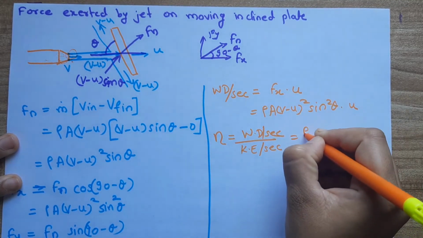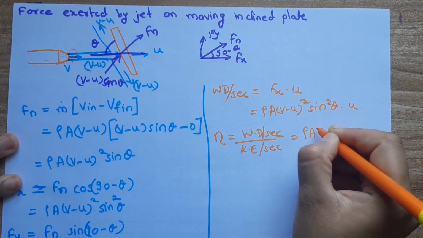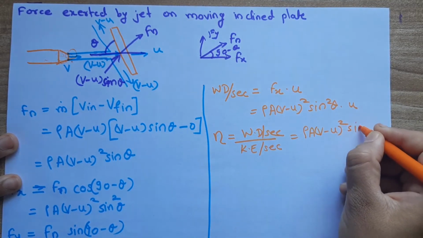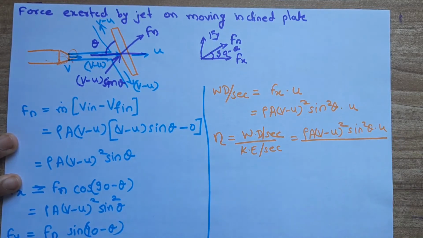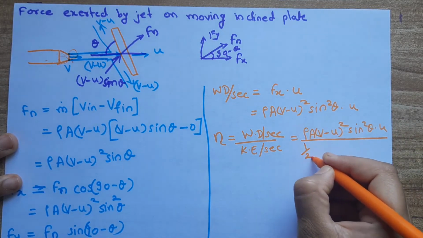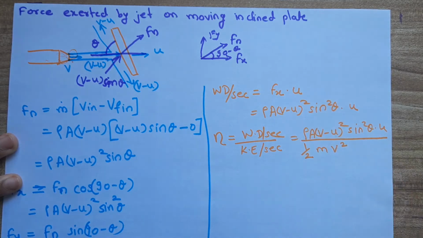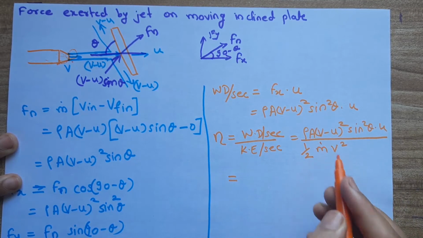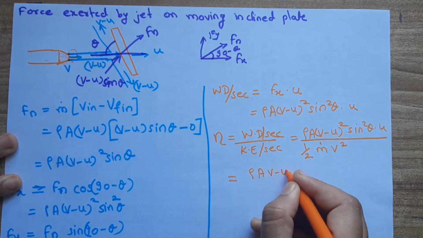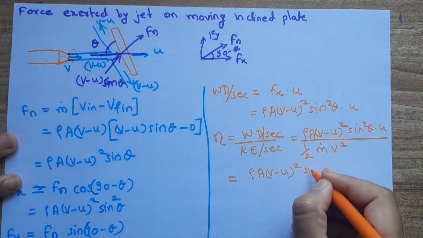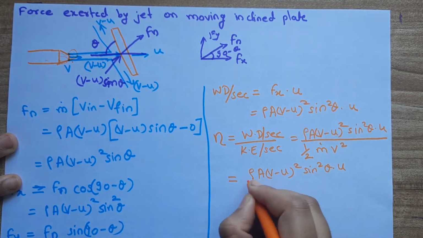Now work done we have already found, that is rho a (v minus u) square sine square theta into u. Now what is the kinetic energy? Kinetic energy is 1 by 2 m v square, which we always know, but we have taken here per second, so let's take the mass flow rate. So by elaborating this m dot, we can write the numerator as rho a (v minus u) square sine square theta into u.